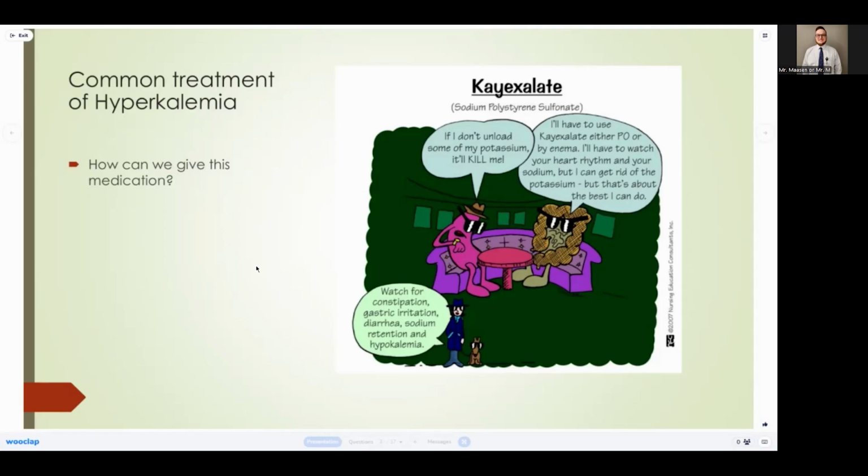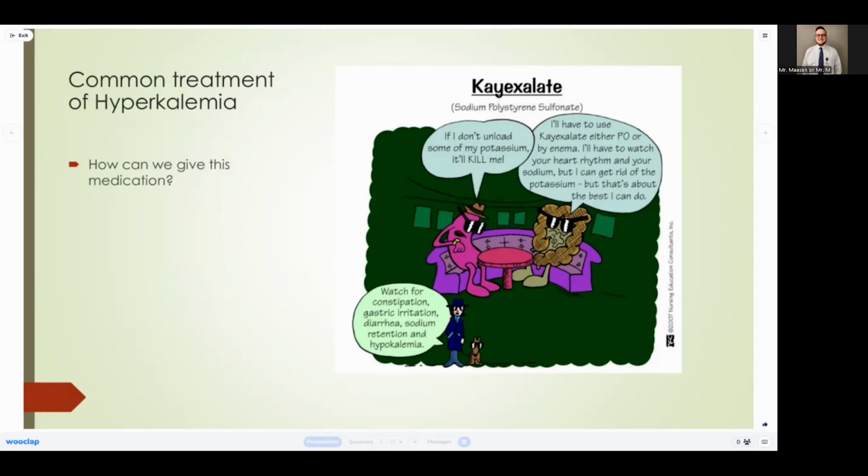Basically to kind of balance out. Sodium and potassium have a little bit of an inverse relationship, not entirely, but we're going to retain some sodium and let go of some potassium. We want them to have stool to get rid of. So Kayexalate acts as a laxative in a sense, pushing stool out, which pushes potassium out with it.